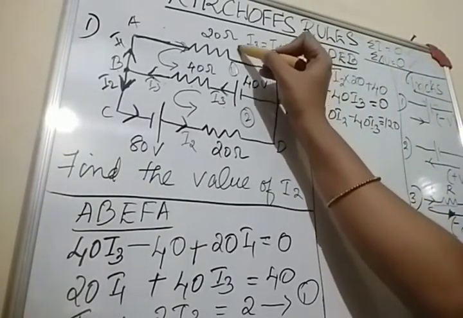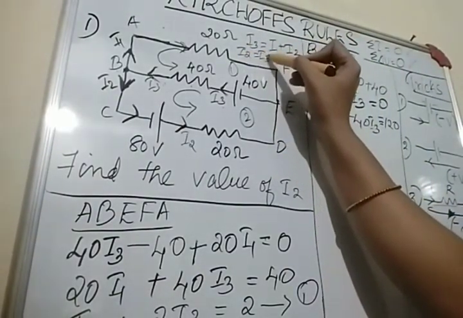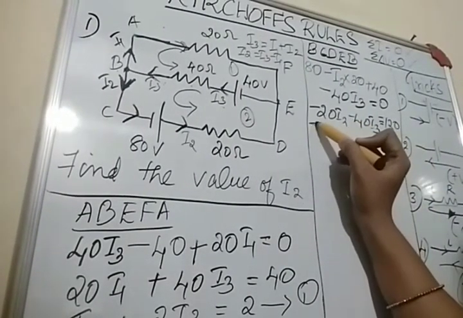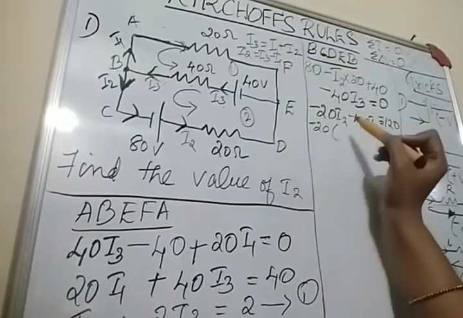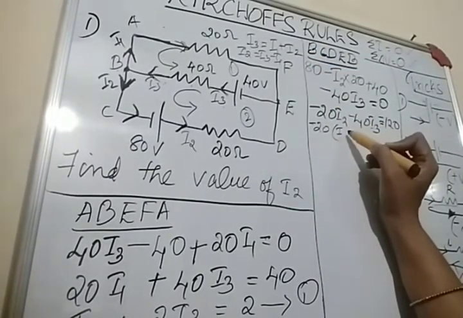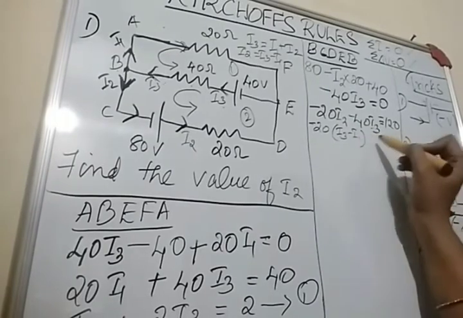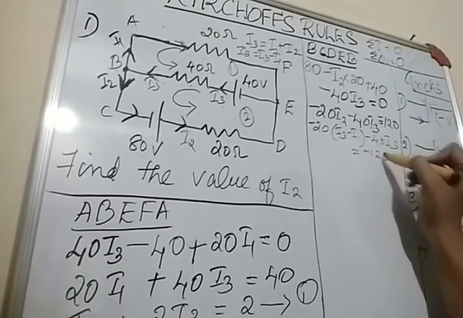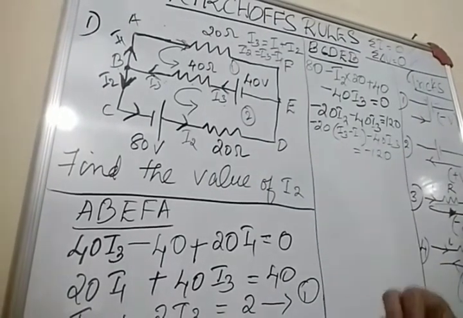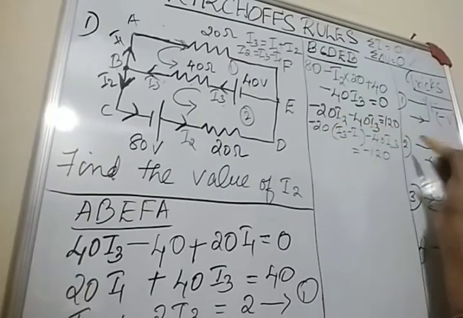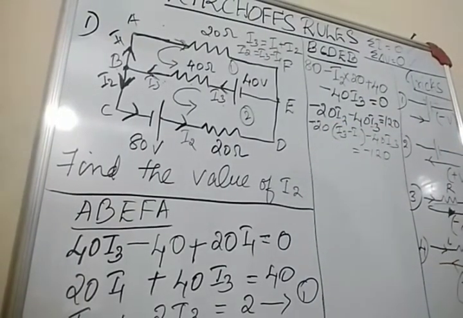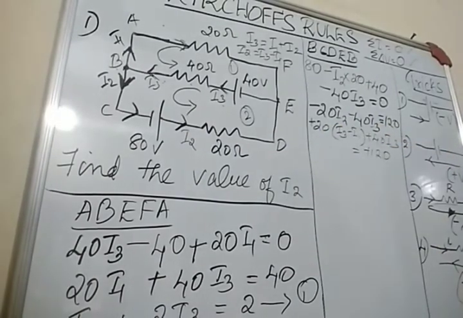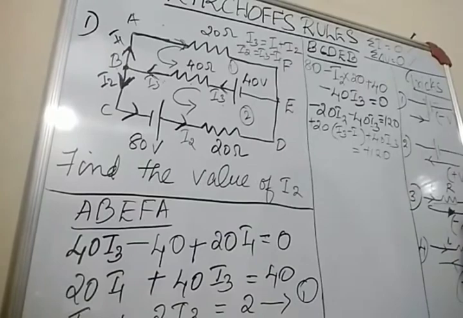From this what will be I2? I2 is equal to I3 minus I1. So we got an expression for I2 here. So just write minus 20 into I2, which is I3 minus I1, minus 40 I3 equal to minus 120. First we can just omit this negative sign. On each term we have negative, so it can be cancelled. Then we will get 20 into I3 minus I1, plus 40 I3 equal to plus 120.